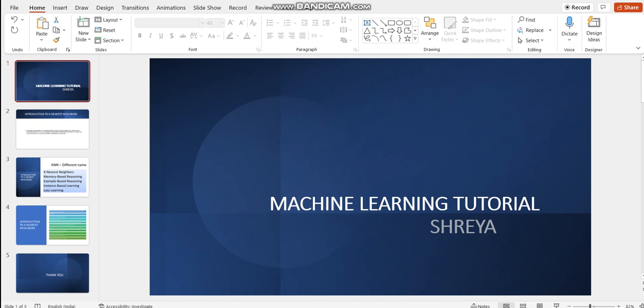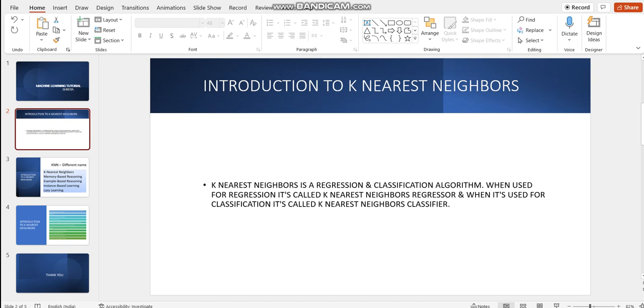In this video, we are going to have a discussion on k-nearest neighbors, which is one of the machine learning algorithms, which can be used in both forms, as a classifier as well as for regression. Talking about the basic concept, k nearest neighbor is a regression and classification algorithm. When it is used for regression, it is called k nearest neighbor regression, and when it is used for classification, it's called k nearest neighbors classifier.